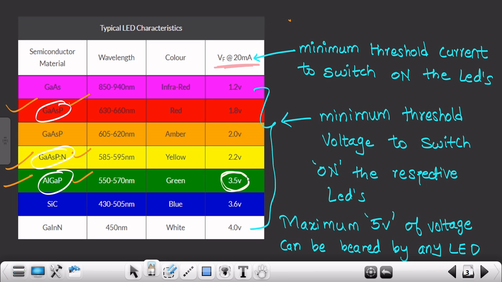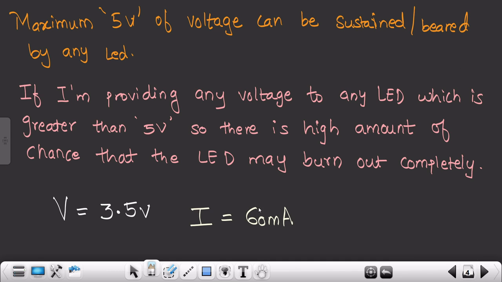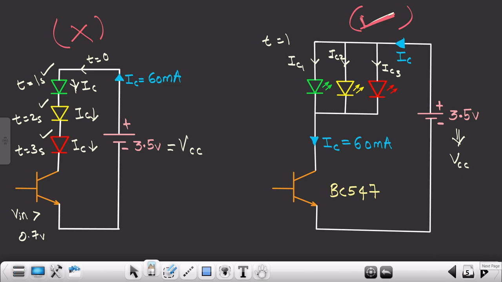And based on this particular table, what we had taken out is this. That means the VCC is 3.5 volts. That means the maximum voltage which we can give is 3.5 volts, and the minimum threshold current required to glow all of the LEDs is 20 milliamperes. And since we are dealing with these three LEDs, red, yellow and green, we just multiplied this current by 3. That means 20 times 3 is 60 milliampere. So the maximum amount of current that should flow to the collector side is 60 milliampere.